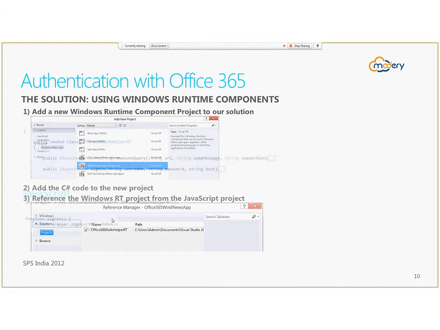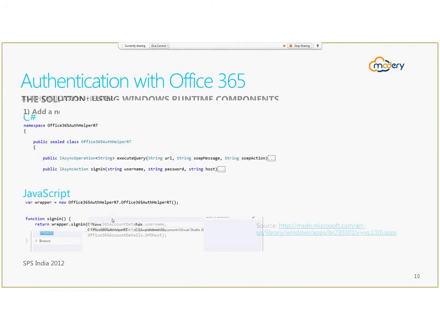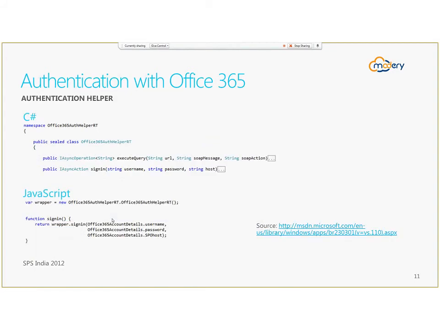Now, that was the theoretical part about how to do that. Inside our code, what I'm doing now is I've got my C# class, my helper, basically, that helps me to authenticate. I've got two asynchronous public methods here, one called sign-in, to which I just pass a username, a password, and a host. Username and password are your Office 365 login data, and the host is your SharePoint tenant URL that you want to authenticate against.